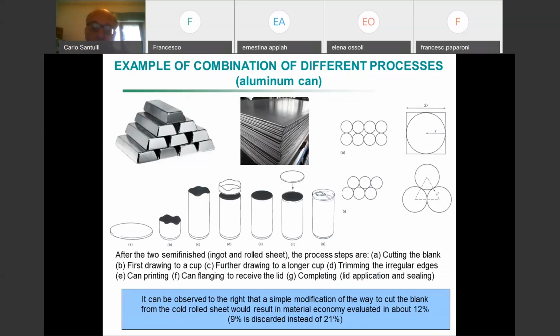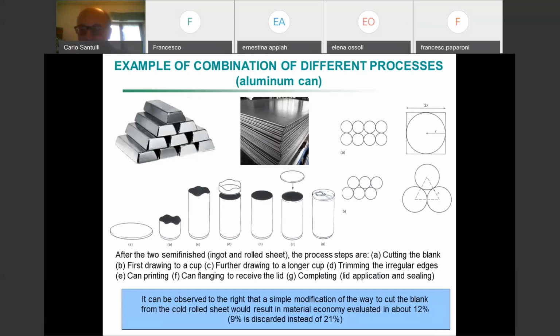Then you trim the irregular edges, and this is one source of waste. The other source of waste, shown to the right, is cutting the blank from the sheet. Of course, you may consider when you cut the paper sheet and you want to make rounds or circles, you lose geometrically some part of the paper sheet.